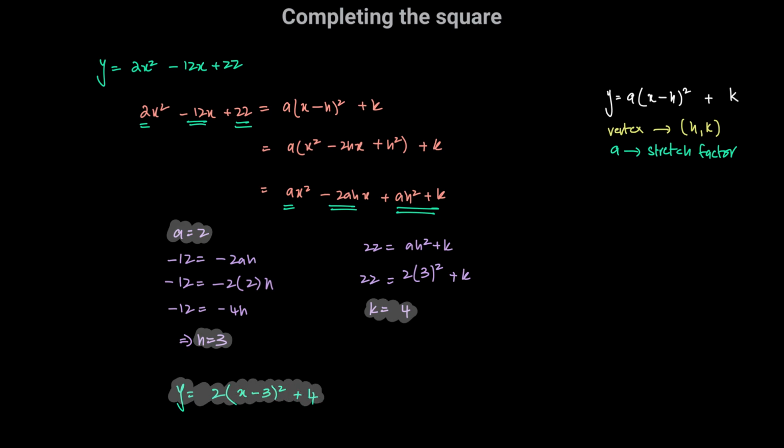And here we can also say that the coordinates of the vertex for this parabola are h comma k, and since h is equal to 3 and k is equal to 4, we can say that the coordinates of the vertex over here are 3 comma 4.